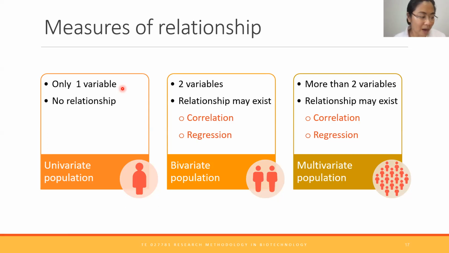So if you have one variable, of course you don't have a relationship. Relationship comes when you have more than one variable. If you have what we call a bivariate population, so two parameters, two variables, then the relationship may exist or may not exist. And also with a multivariate population, the relationship may exist. I'm using the word may because it's not necessarily the case that you have two sets of data or two variables and those two variables have to have a relationship.